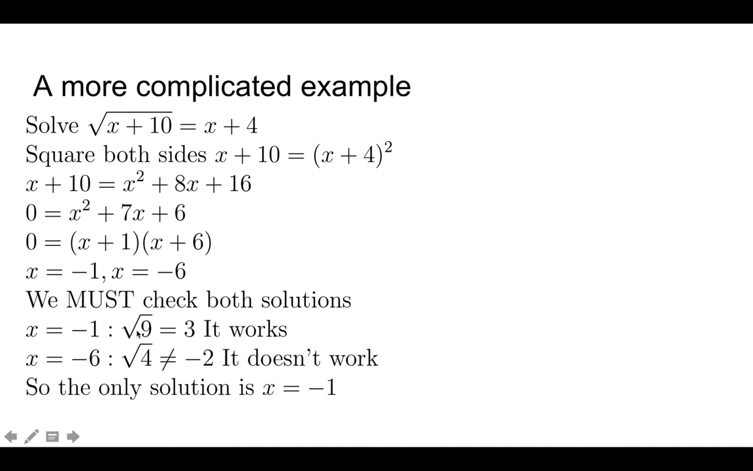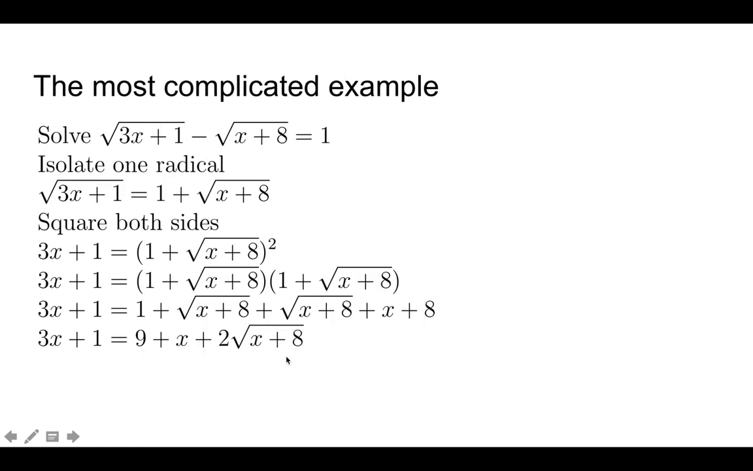Square root of 4 is not -2. That solution is no good. We call that an extraneous solution. So we only get one good solution, x equals -1.